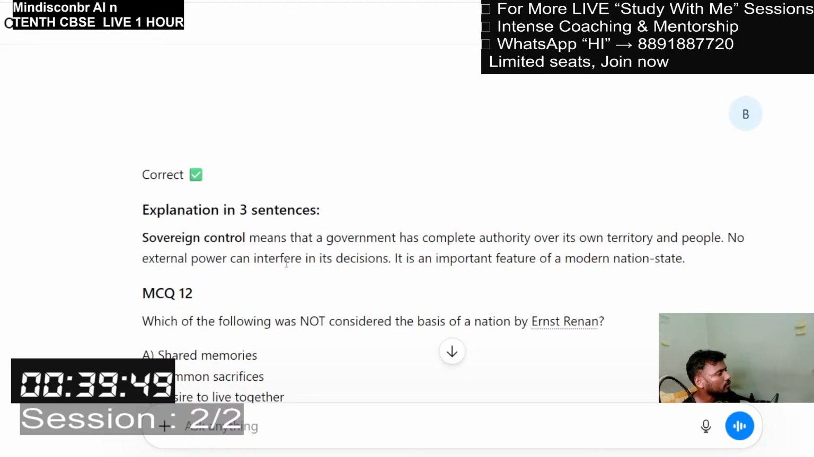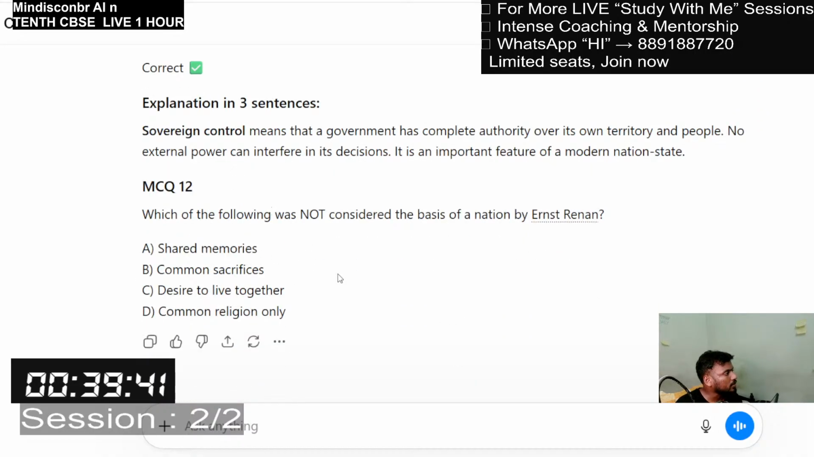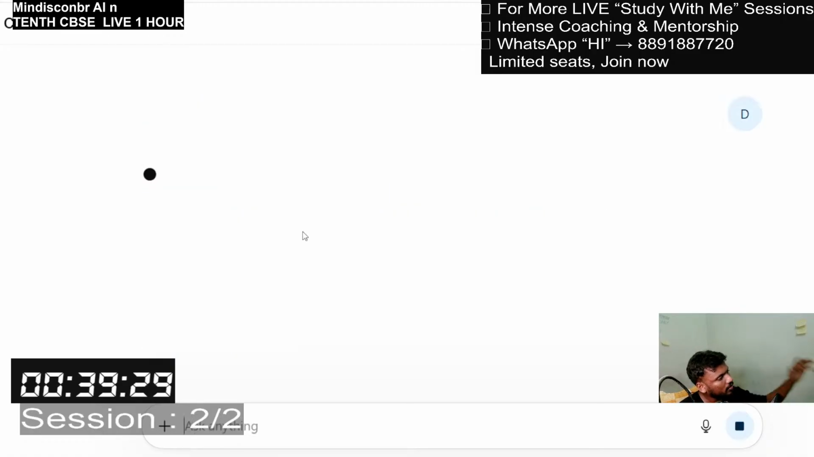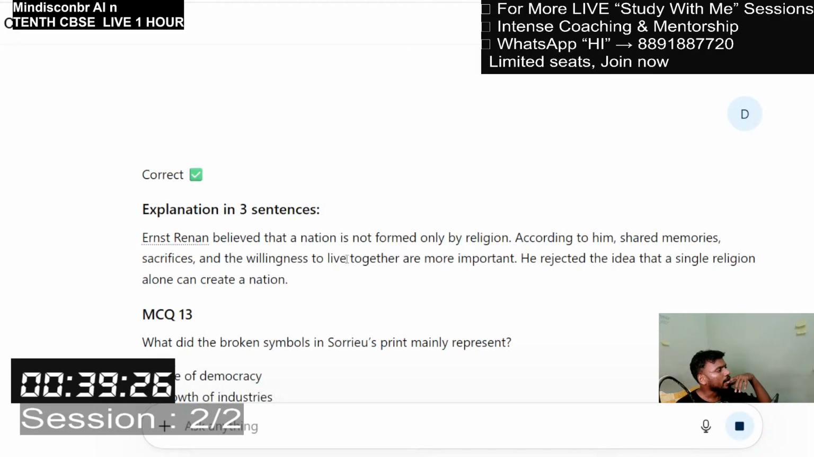Which of the following was not considered the basis of a nation by Ernest Renan? Shared memories, common sacrifices, desire to live together, common religion only. Common religion only. Ernest Renan believed that a nation is not formed only by religion. According to him, shared memories, sacrifices, and willingness to live together are more important. He rejected the idea that a single religion alone can create a nation.